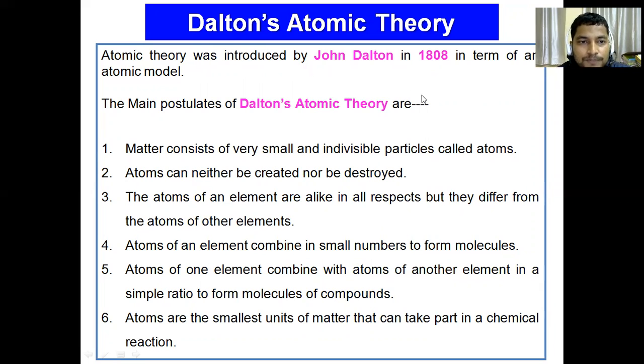that is called Dalton's atomic theory. The basic postulates of Dalton's atomic theory are that the matter consists of very small and indivisible particles called atoms. Atoms can neither be created nor be destroyed. The atoms of an element are alike in all respects, but they differ from the atoms of other elements. Atoms of an element combine with small numbers to form molecules. Atoms of one element combine with atoms of another element in a simple ratio to form molecules of a compound. And lastly, atoms are the smallest unit of matter that can take part in a chemical reaction.